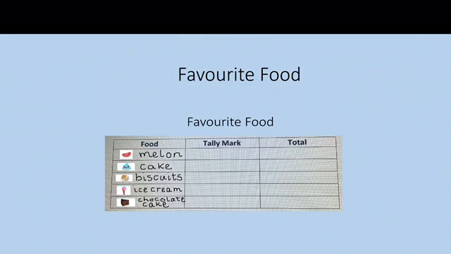Next, you'll need to decide how you are going to gather your information. I decided to use a tally chart like this one. So I added the names of the food on the left-hand side and a picture. I then asked my family what their choice would be. Remember that 1 mark equals 1 person.